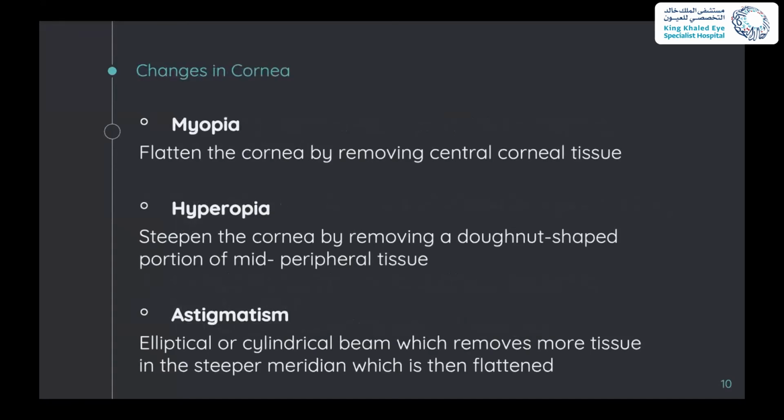The changes that we make in the cornea: in cases of myopia, we tend to flatten the cornea centrally in order to have a lower keratometry reading in the central part of the cornea. So we're flattening the central cornea. But in cases of hyperopia, we're actually steepening the central cornea by removing tissue from the peripheral part of the cornea. And in cases of astigmatism, we tend to treat with a cylindrical beam that removes tissue from the steeper meridian, which will be flattened to correct the astigmatism.